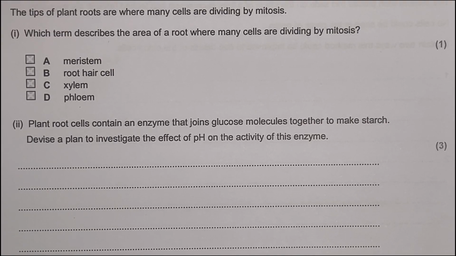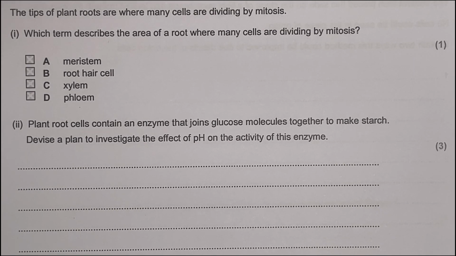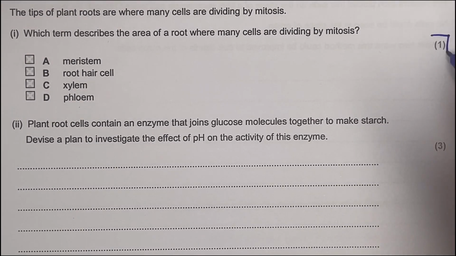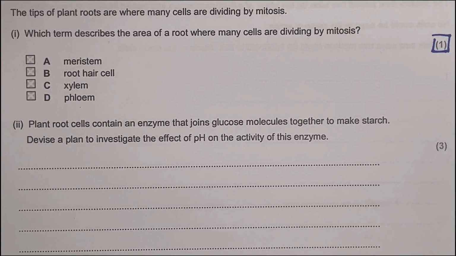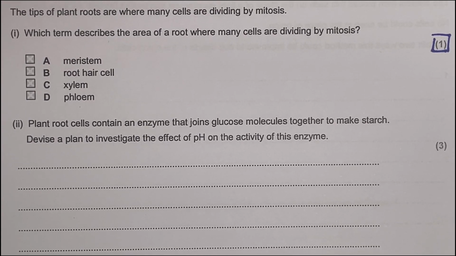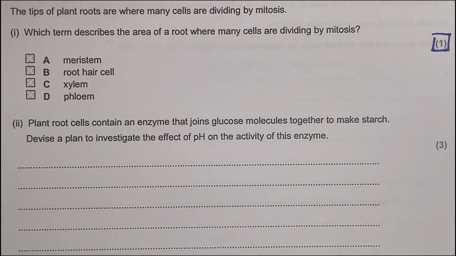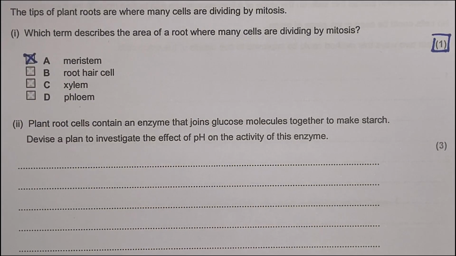The tips of plant roots are where many cells are dividing by mitosis. Which term describes the area of a root where many cells are dividing by mitosis? Step 1 is a 1 mark question. So I need to choose the correct option. Option A, meristem. Option B, root hair cell. Option C, xylem. Option D, phloem. No, that would be a meristem because I know meristems divide to form many other cells. Okay, just like the stem cell in humans.